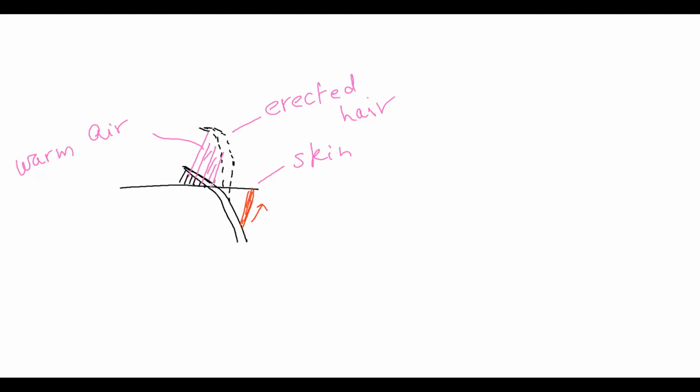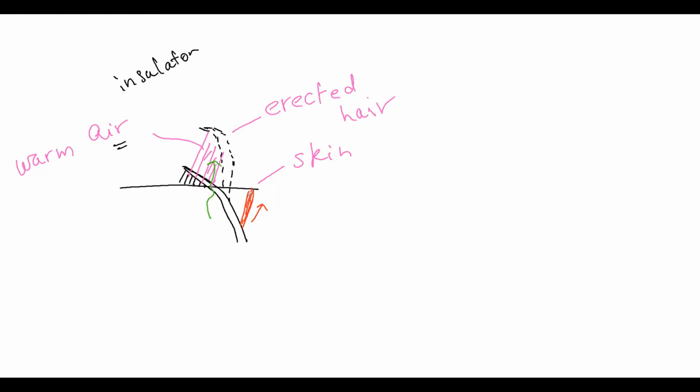Erected hair, or standing up hair, is going to trap a layer of warm air next to the skin in order to prevent the loss of warmth, because we know that air is an insulator. So it prevents the escape of heat from the inside of the body. This action is not very effective in humans because our hair is not too much. I do not mean the hair of the head. I mean the hair, for example, of the skin.